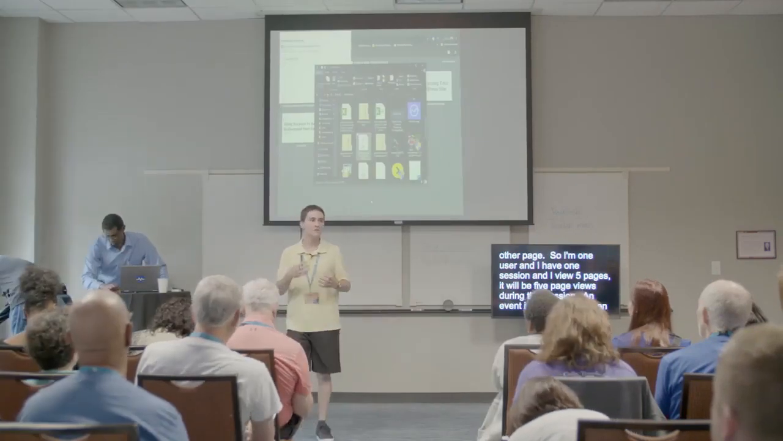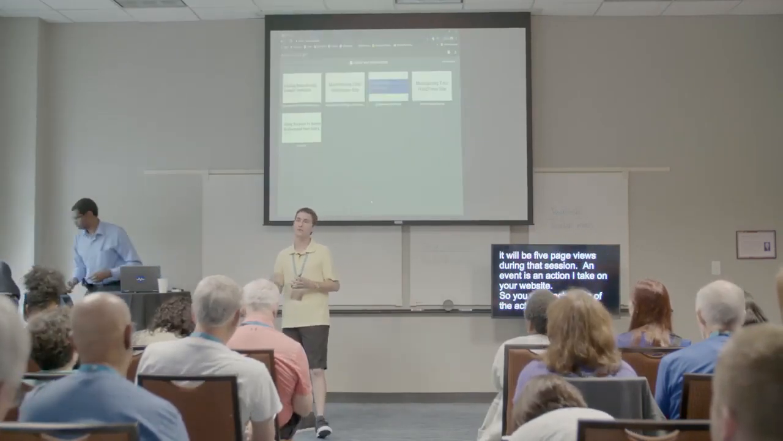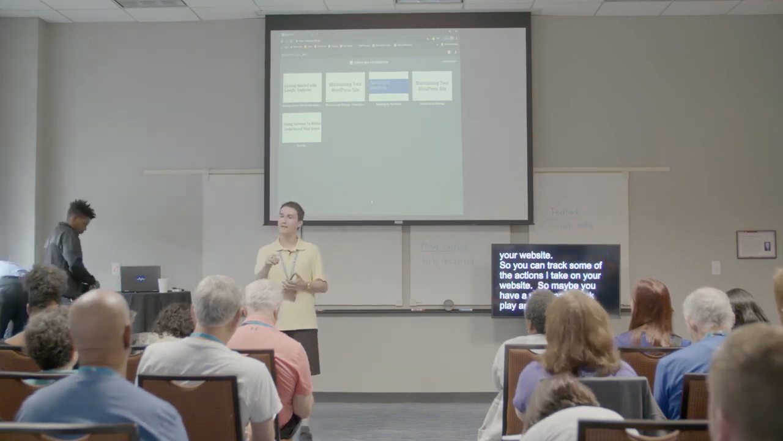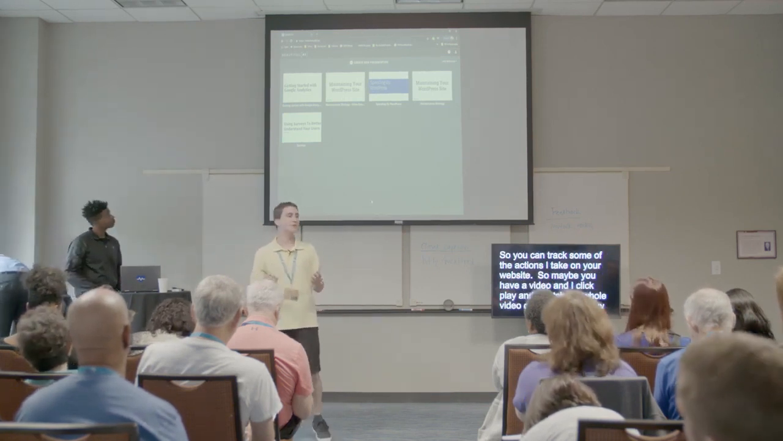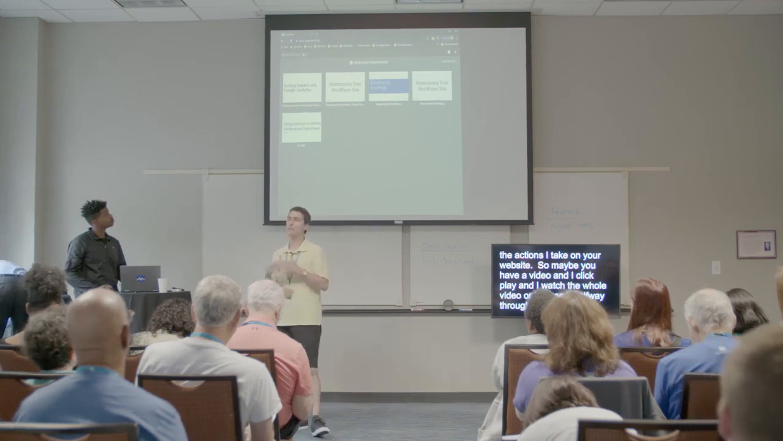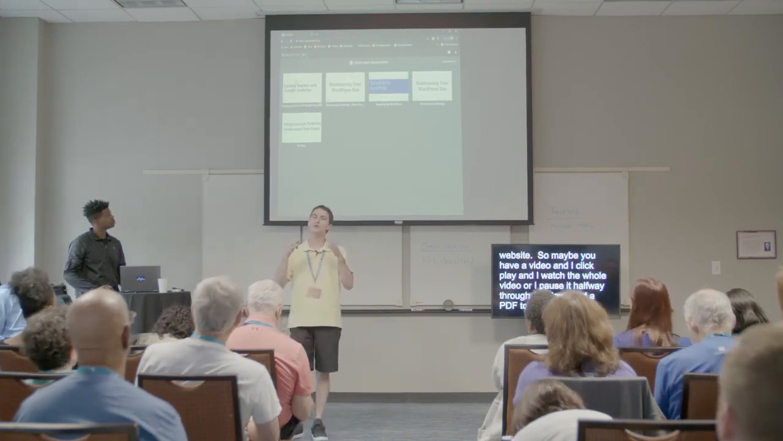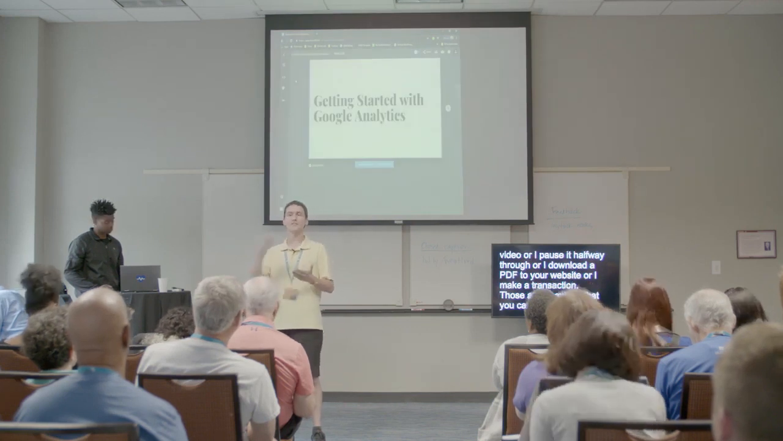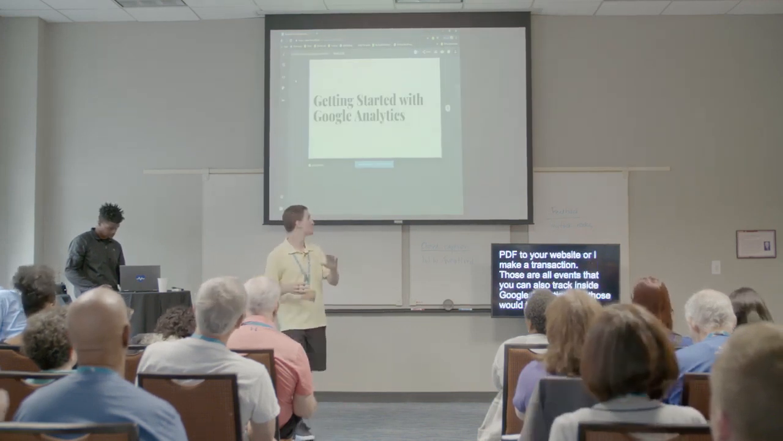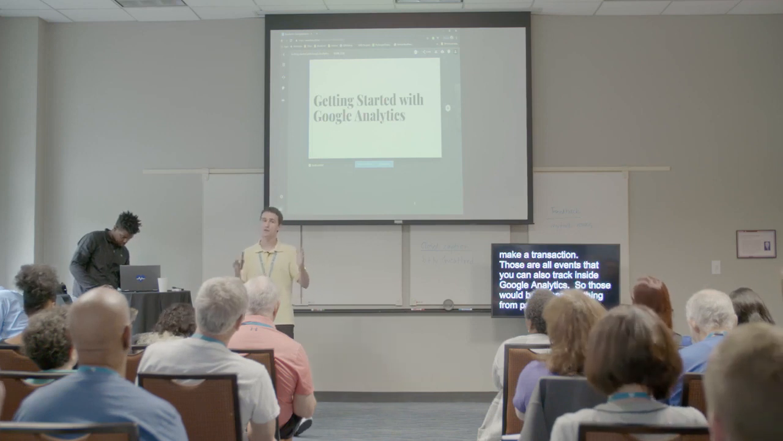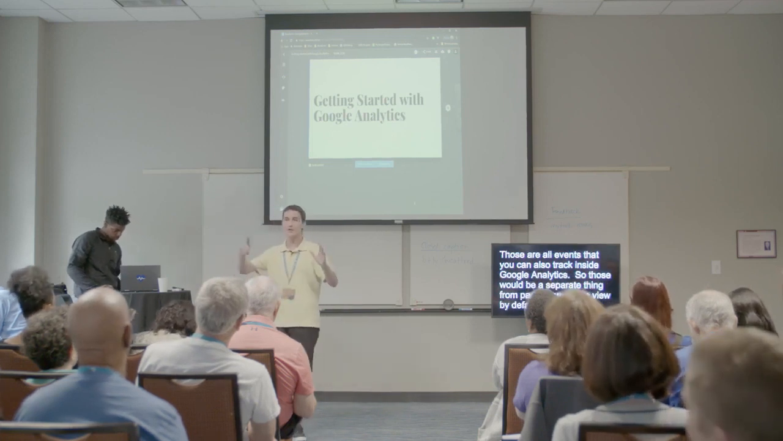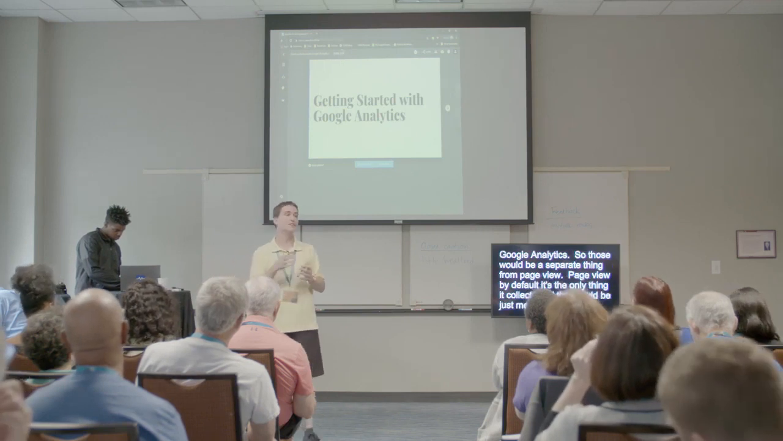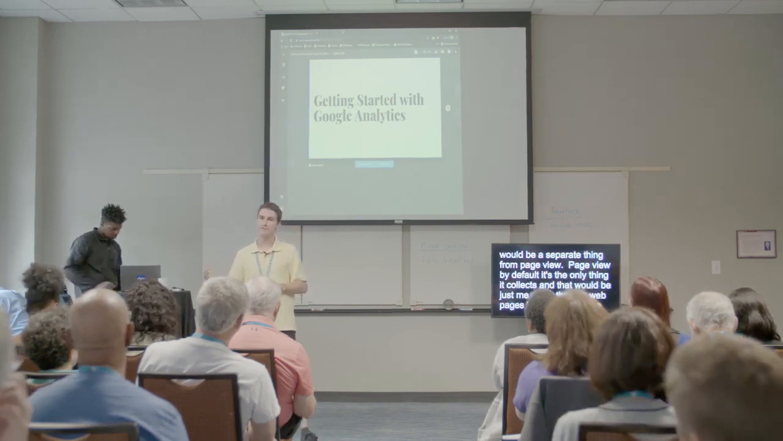An event is an action I take on your website. So you can track some of the actions I take on your website. So maybe you have a video and I click play and then I watch the whole video, or I pause it halfway through, or I download a PDF they have on your website, or I make a transaction, I purchase something. Those are all events that you can also track inside Google Analytics. So this would be a separate thing from page views. Page view is the only thing it collects by default, and that would be just me going through web pages. But you can set up event tracking so you can also track some of the actions that are taken on the website. Does that sort of make sense?